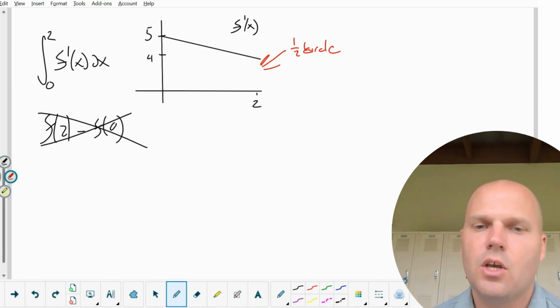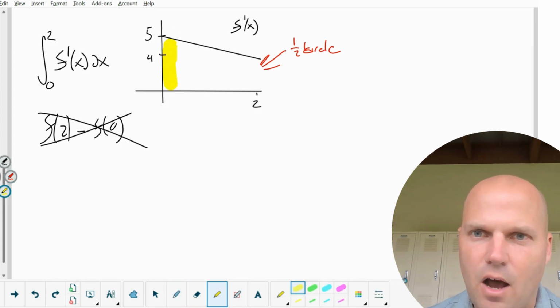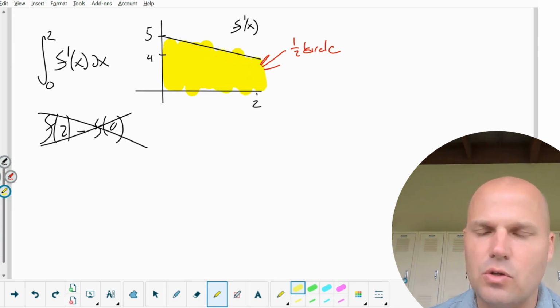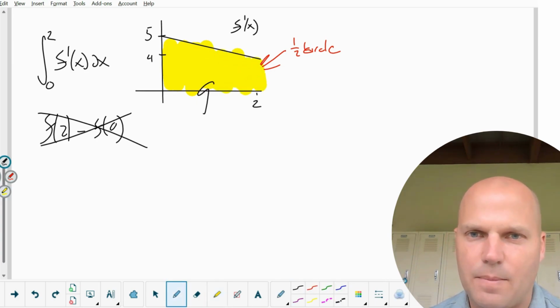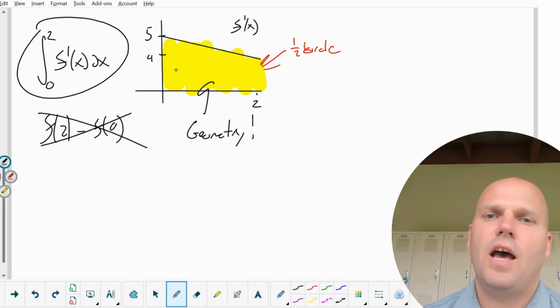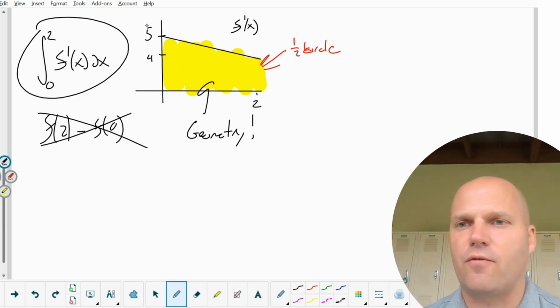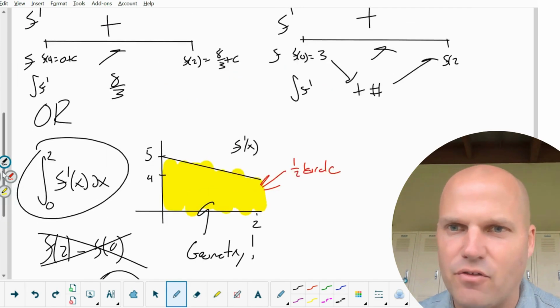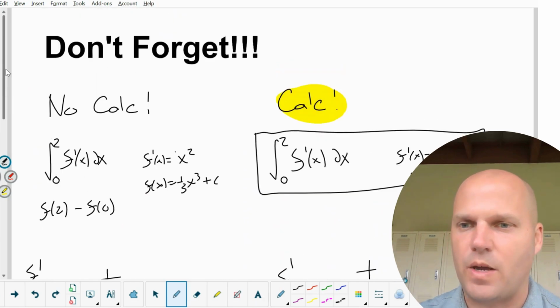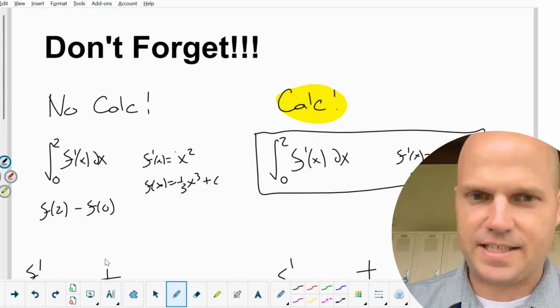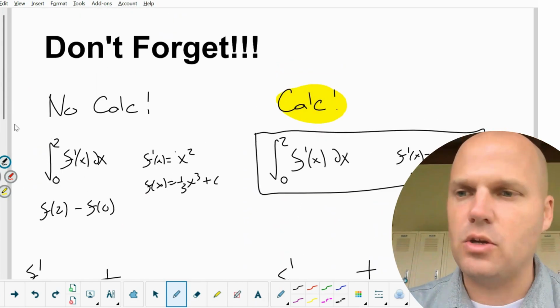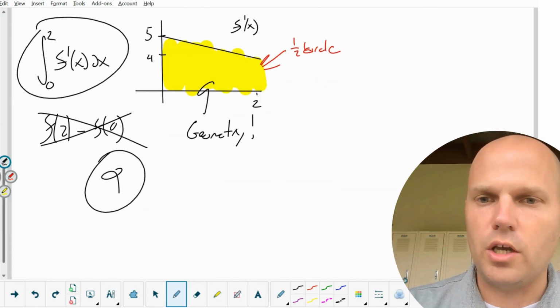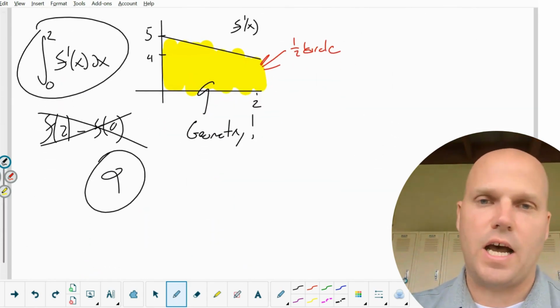I mean, you could do it, but instead you just got to think about, oh, this is an area that I can find using geometry. Don't forget about geometry. Geometry can help you find accumulations. This is a trapezoid, base 2, height of 4, and 5. This answer is 9. Okay, so don't forget about the multiple ways to evaluate an integral. You could antiderive, you could accumulate using your calculator, you could use geometry if you have straight lines or parts of circles.